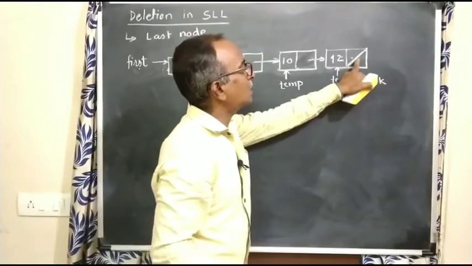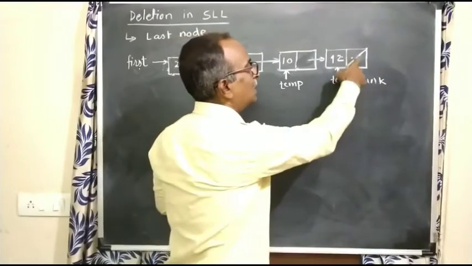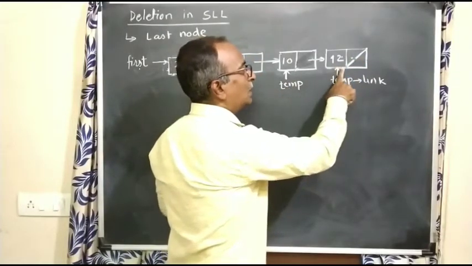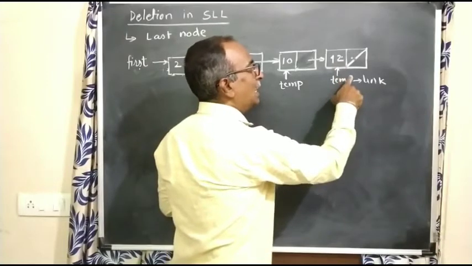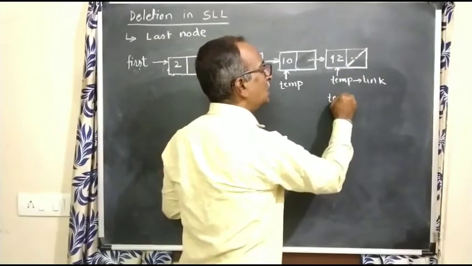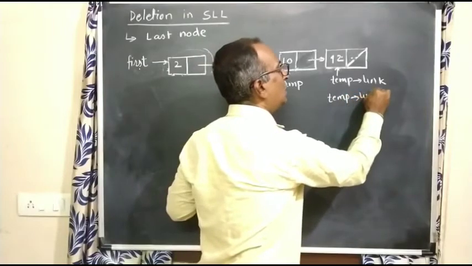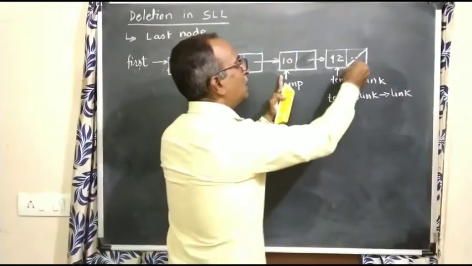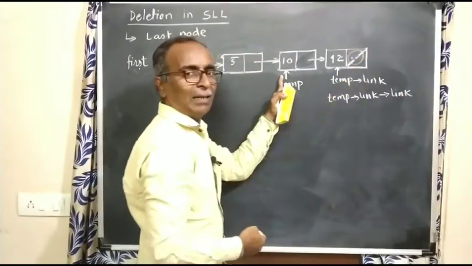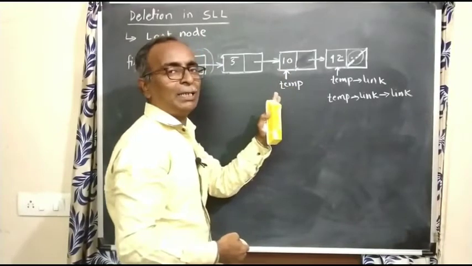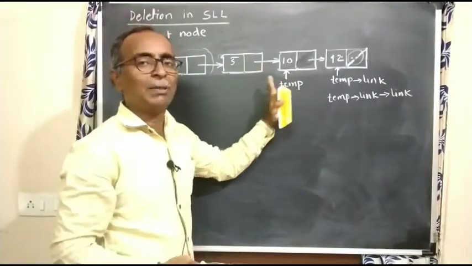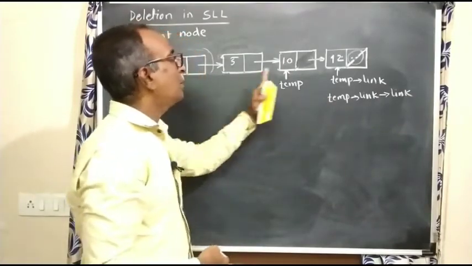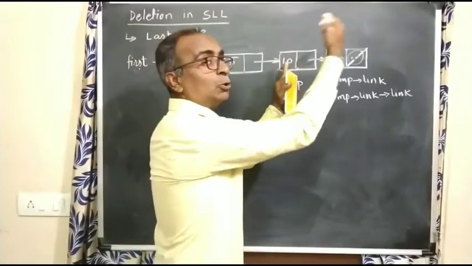How to access this particular field? This is the link field. This node's address is temp link, because temp is here. This node's link field, how to access? Temp's link's link field. Now you are keeping temp here and you are accessing this. If that is null, that means you have reached the last but one node. So this way, keeping temp here, you should check the next node's link field.